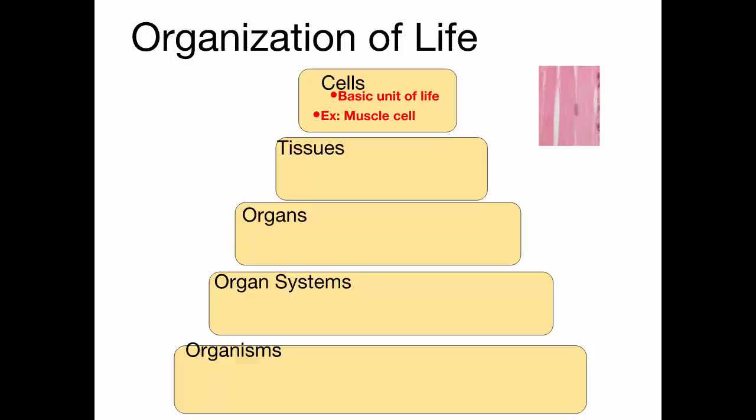So the simplest living organisms don't have any of these other levels of organization. They're just made of cells. But more complex animals have groups of cells that work together to accomplish one function. And we call that a tissue. So like a group of muscle cells that are working together to do a certain job form a type of muscle tissue.